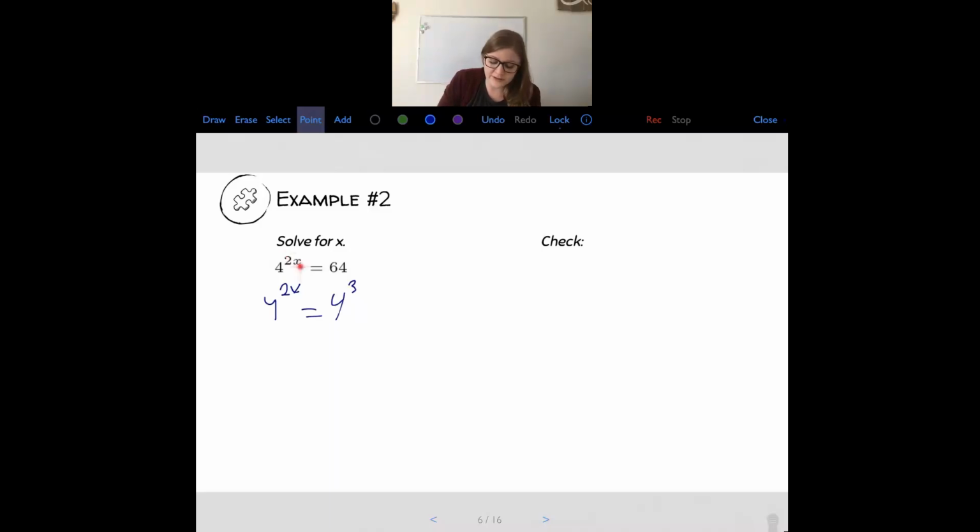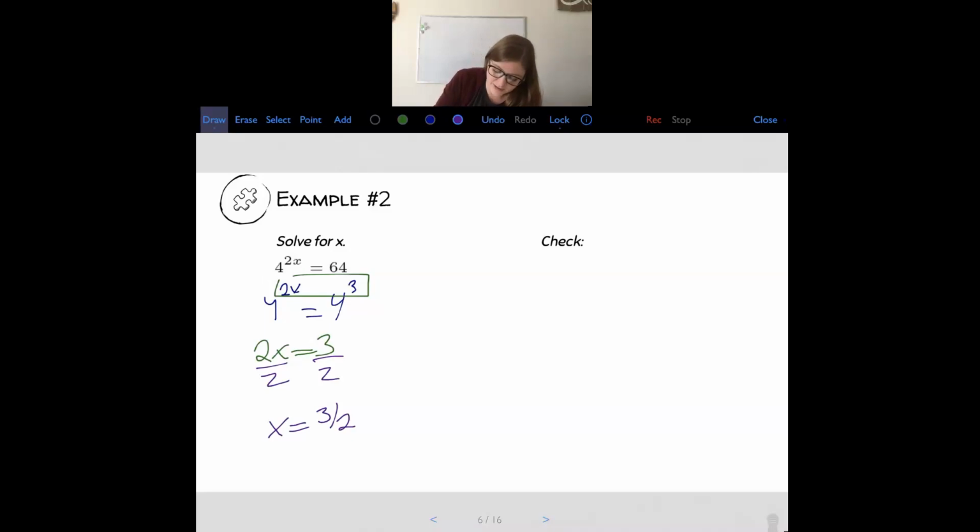When you're looking to use the base exponent property, you're looking to see if you can get the bases to be the same. Now that we have the same bases, we can set the exponents equal. 2x equals 3, and we solve this like we would a linear equation, where we divide by 2 on both sides to get x equals 3 halves. It's perfectly okay to get a fraction.